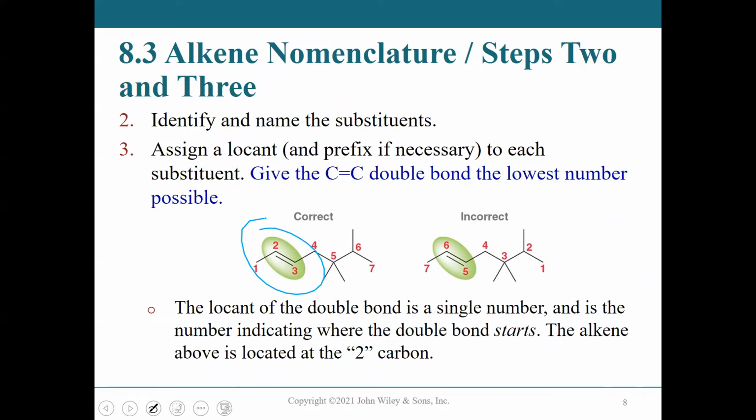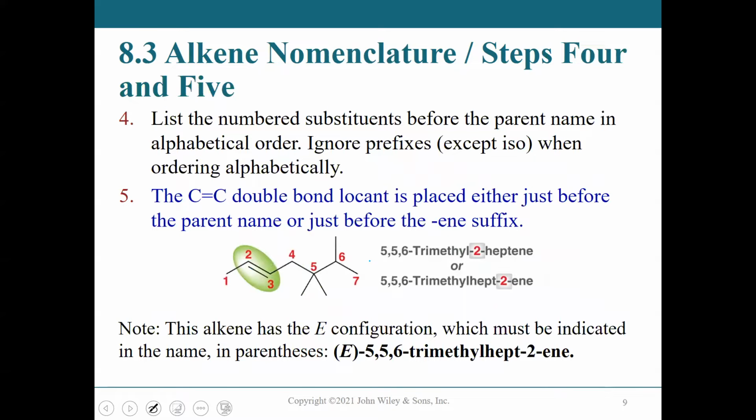It would be 5,5,6-trimethyl-2-heptene, right? Because my longest continuous chain is 7, heptene. But I have to put the letter E at the beginning: E-5,5,6-trimethyl-2-heptene. So there are 2 ways to name it: trimethyl-2-heptene, or you can put the 2 in the middle. Instead of 2-heptene, you can break heptene into 2 parts and call it hept-2-ene, meaning that the 2 applies to the ene. Remember, the ene is the ending for alkenes.